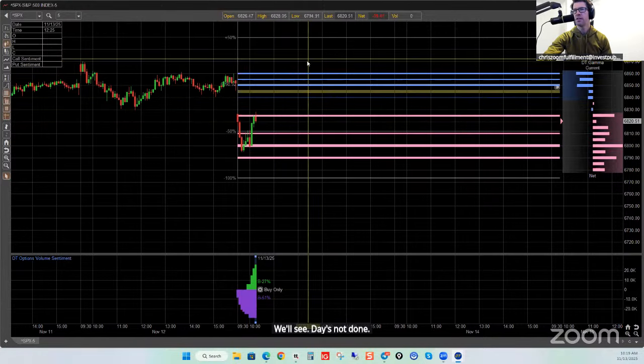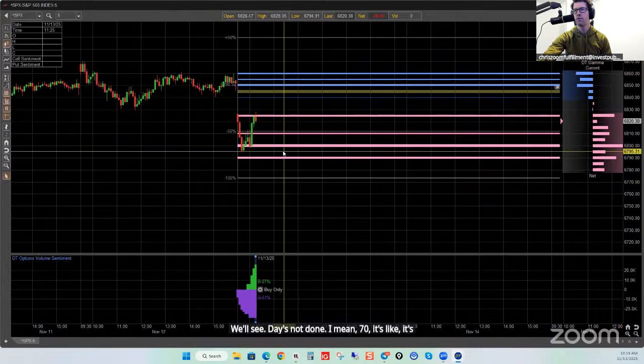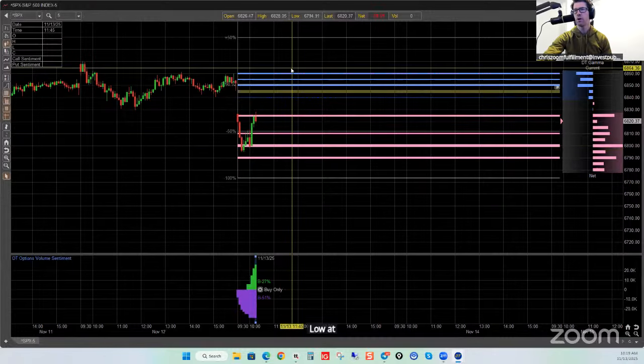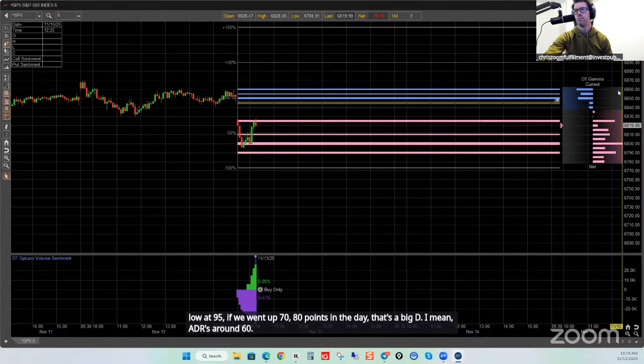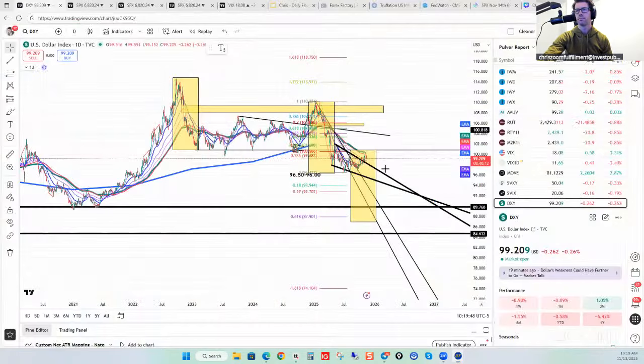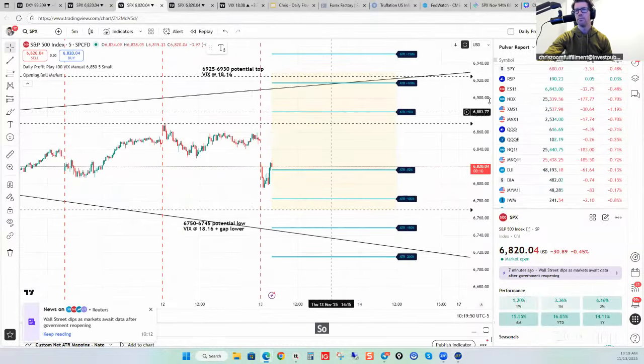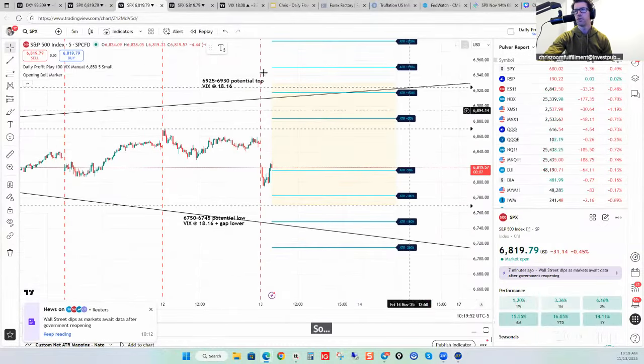I mean, 70, it's up here. That's a pretty big move on the day. Low at 95. If we went up 70, 80 points in the day, it's a big day. I mean, ADR is around 60. So just one step at a time.